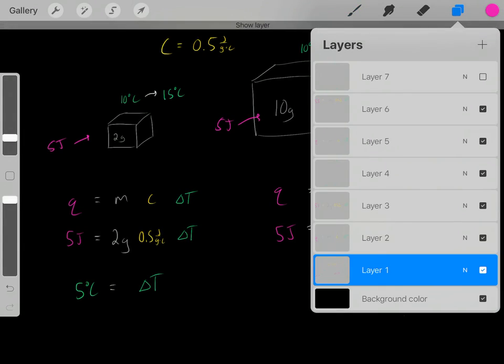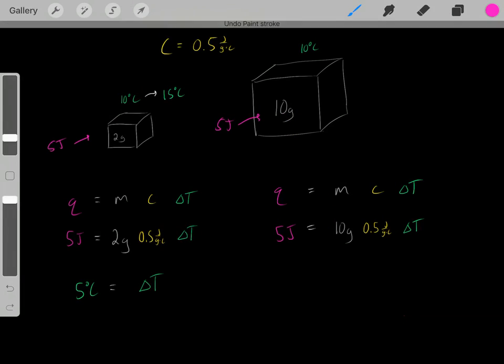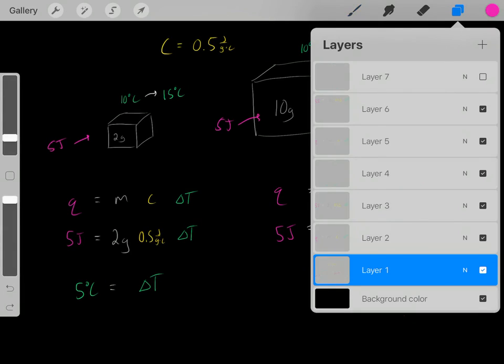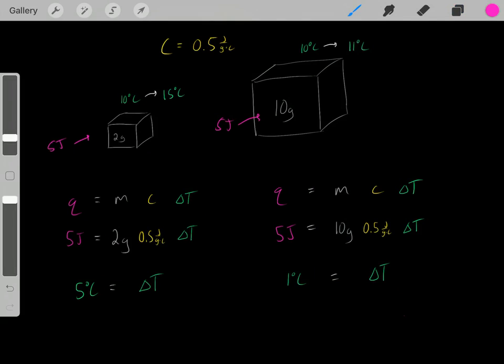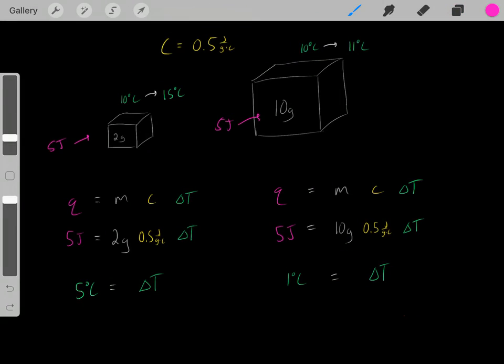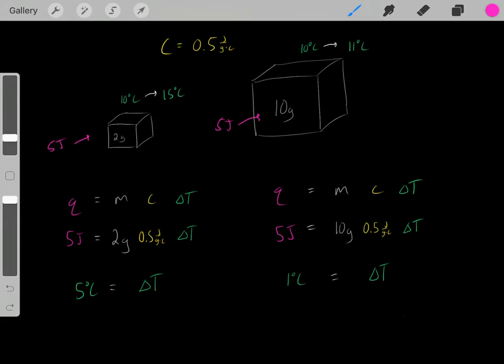Well, again, we just plug in what we know. We know the amount of heat we added to the object. We know the mass of the object and the specific heat capacity of the object. So again, with some simple algebra, we could solve for this delta T. And if we were to solve for this delta T, we would get a delta T of 1 degree Celsius. So now we know this object's temperature would only increase by 1 degree Celsius, and it would increase to 11 degrees Celsius. So what's going on with this?